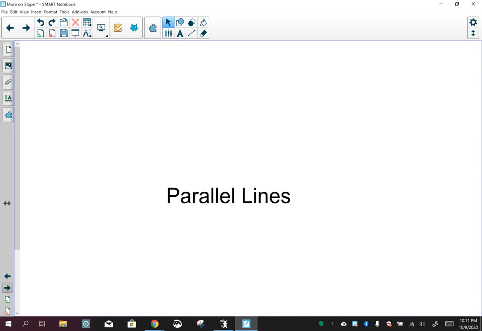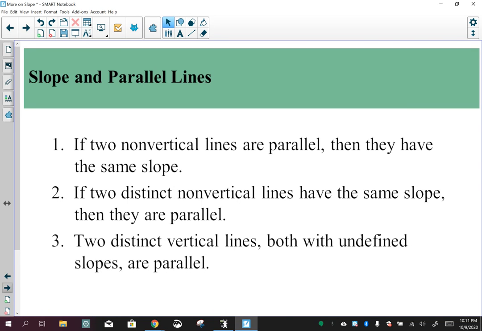When we talk about slope, parallel and perpendicular lines are two topics that always come up. So let's start with parallel. If two non-vertical lines are parallel, then they have the same slope. If two distinct non-vertical lines have the same slope, then they're parallel. That's one of those if-and-only-if statements: if you've got two non-vertical lines that have the same slope, then they're parallel. So 1 and 2 virtually said the same thing.